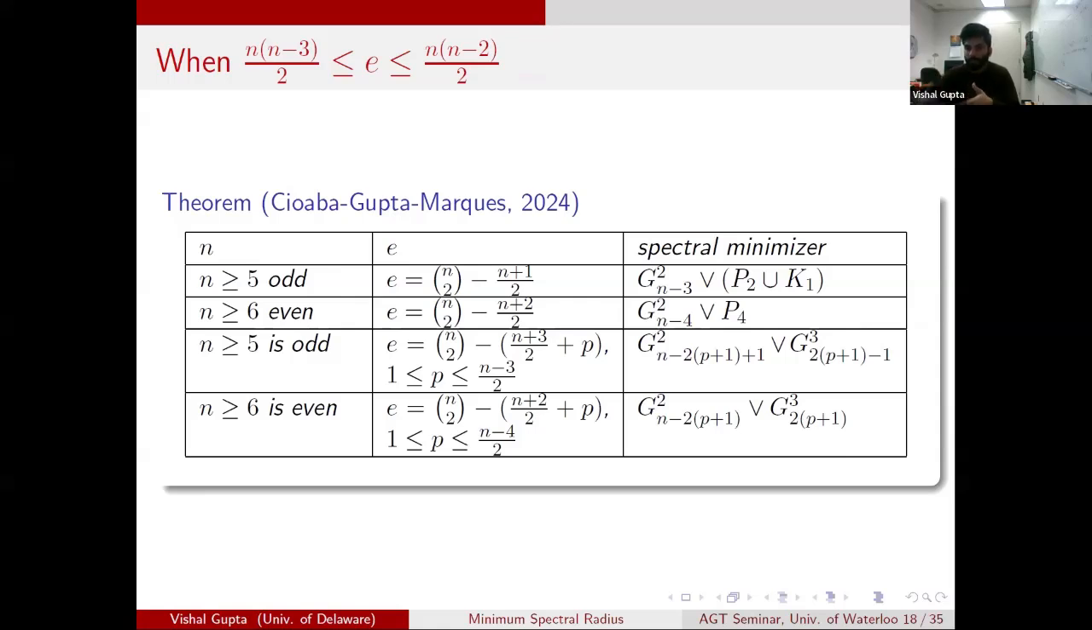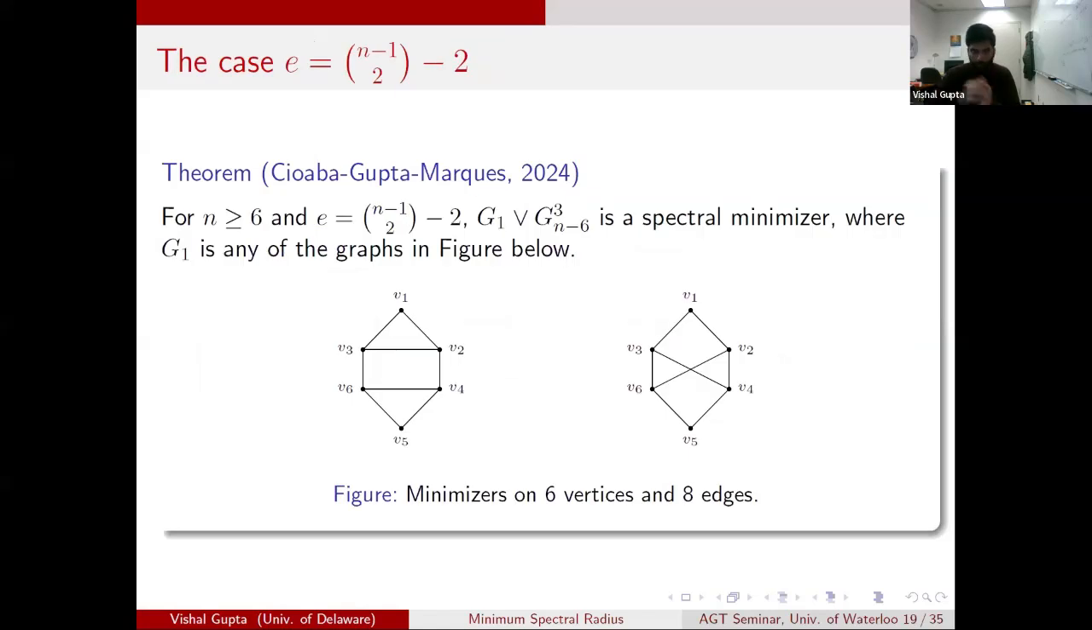Some partitions worked, whereas some did not work. For example, when E is n minus 1 choose 2 minus 2, we showed that if we take a graph which is n minus 9 regular on n minus 6 vertices and take its join with the spectrum minimizer for the class of graphs on 6 vertices and 8 edges, then that is the spectrum minimizer for this case. So this inspires the question: can we always do this? For example, if we find the spectrum minimizers for small values of n and E and take their join, would that be the spectrum minimizers for bigger n? For some cases it works, and for some cases it doesn't.